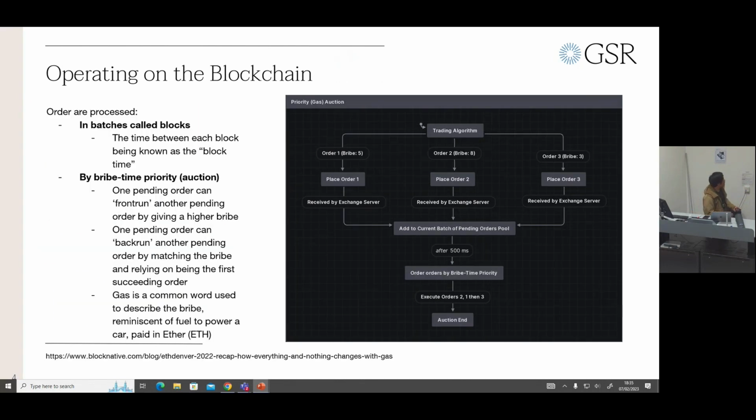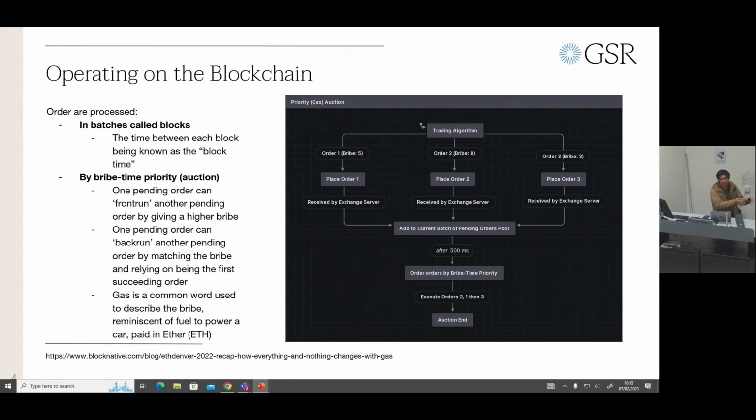Okay, cool. So think about it as your traditional exchanges work on sequential order execution: get your trades in so you can be first. Now, when it comes to blockchain, it works very, very differently.